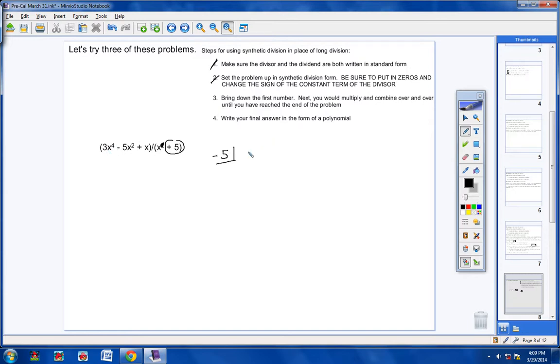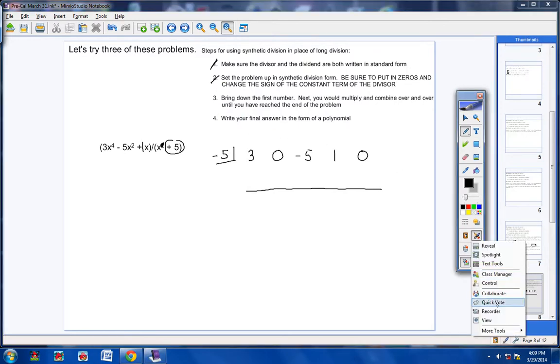The coefficient for your x to the 4th is 3. Notice there is no x to the 3rd power like there should be, so we're going to put a 0. Next is x squared, and your coefficient is a -5. Next is an x term, and the coefficient is a 1, so we're going to put a 1. And there is no constant term, and there should be a constant term, so we're going to have to put a 0 right there. Okay, and now we have it all set up in synthetic division, so we're going to go very quickly now and work on step 3.